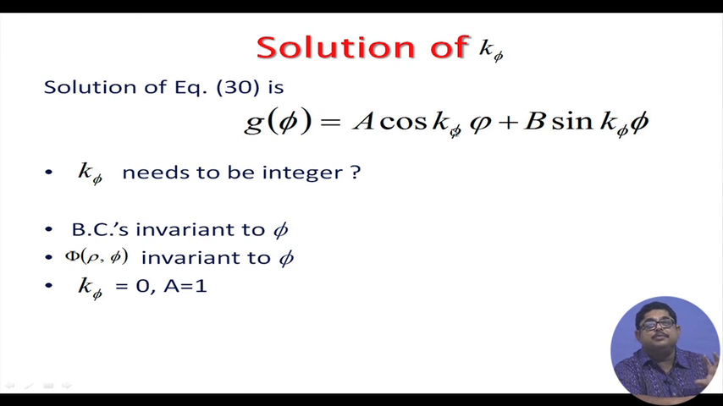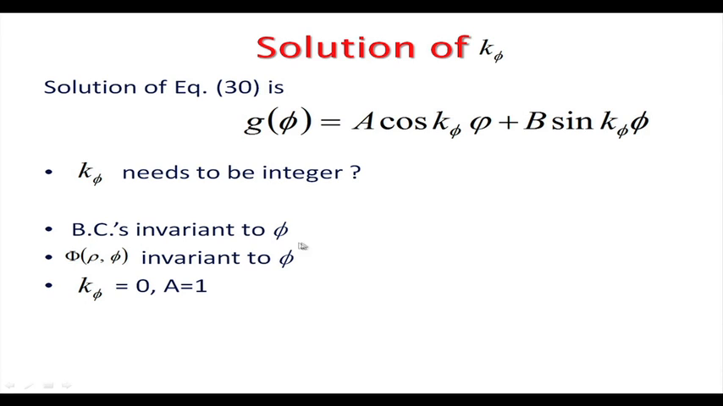So, k phi should be something like an integer, then only this is possible. So, this is the first thing, that k phi needs to be an integer. Then we have seen the boundary condition of the phi function, that is, the potential functions V and V naught: on the inner conductor, for any value of phi, the potential is V naught. Similarly, on the outer conductor, the potential for any value of phi is 0. So, boundary conditions are invariant to phi. So, that means we demand that the potential function should also be invariant to phi.